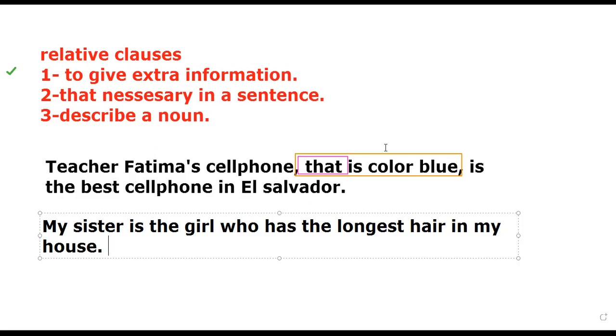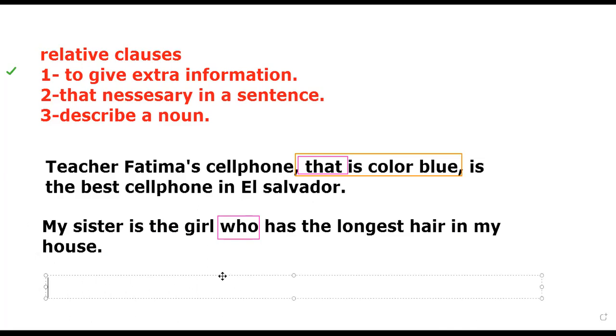Okay, so here, what is the relative pronoun or the relative clause? Who, okay. Yes, and if you see, it's necessary because you are describing her, okay? Okay, now let's see the last one. The last one is about describing a noun, okay?